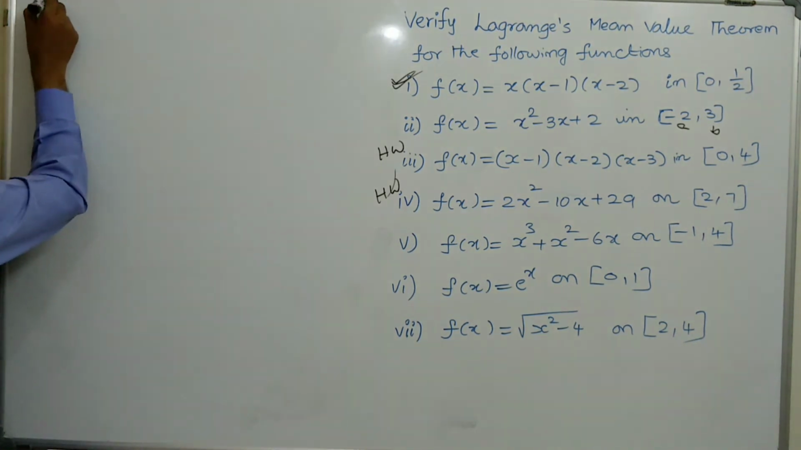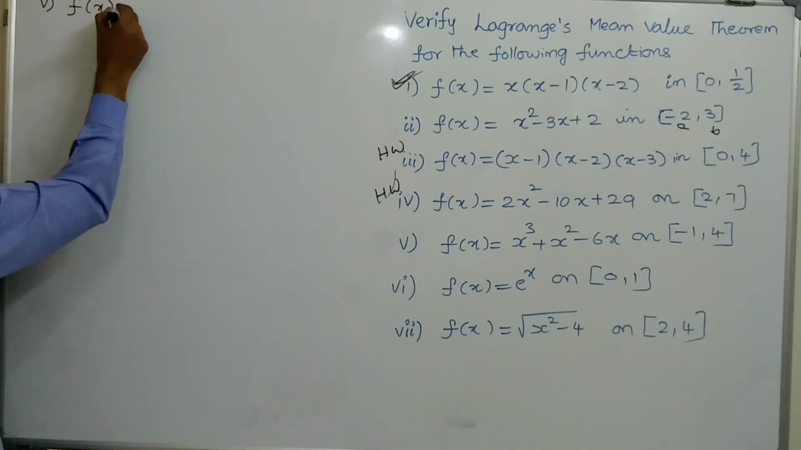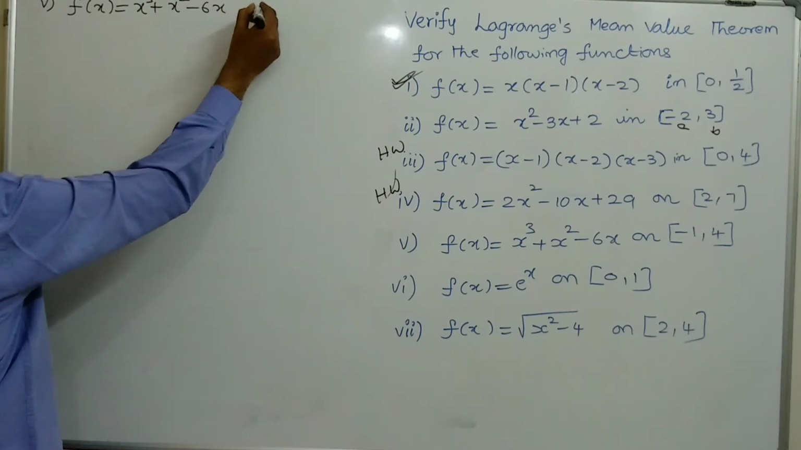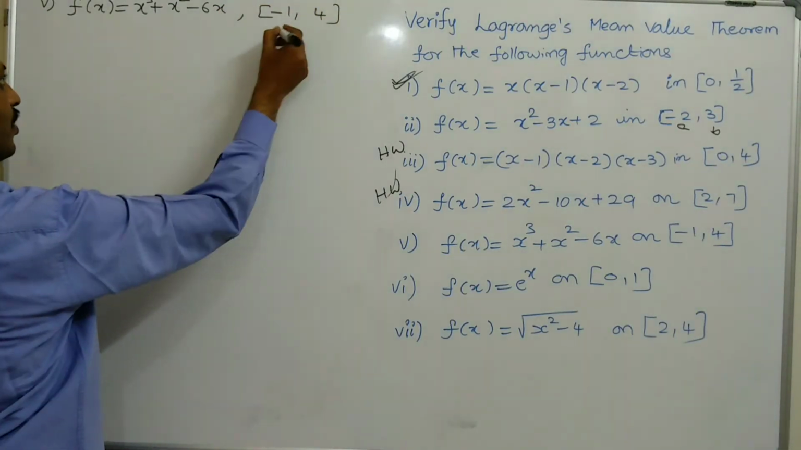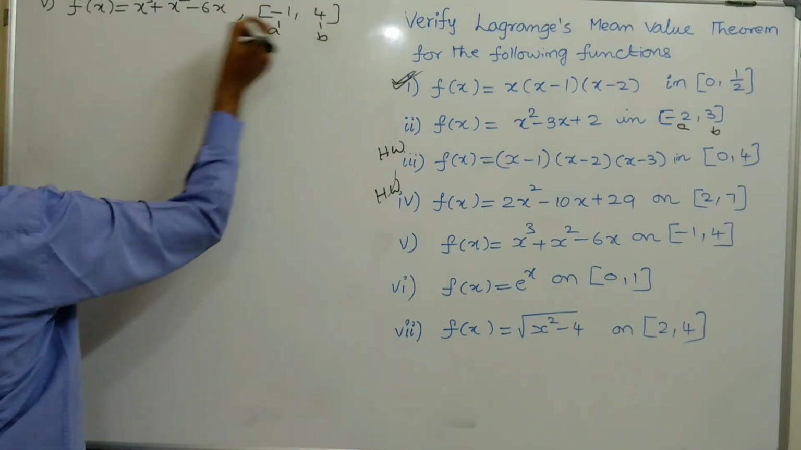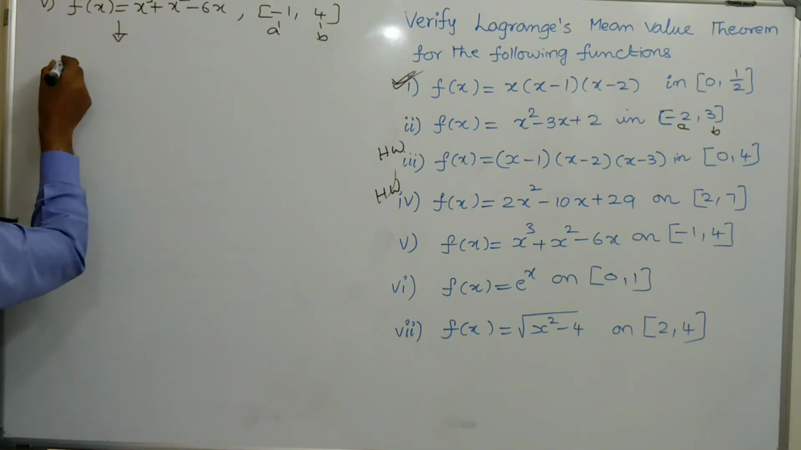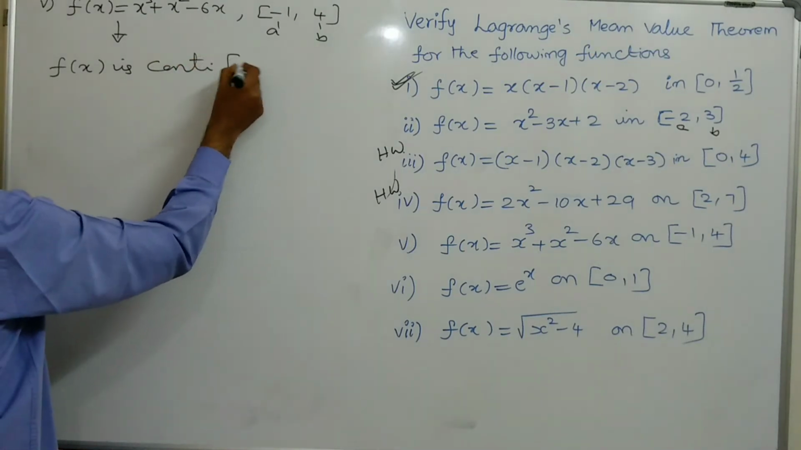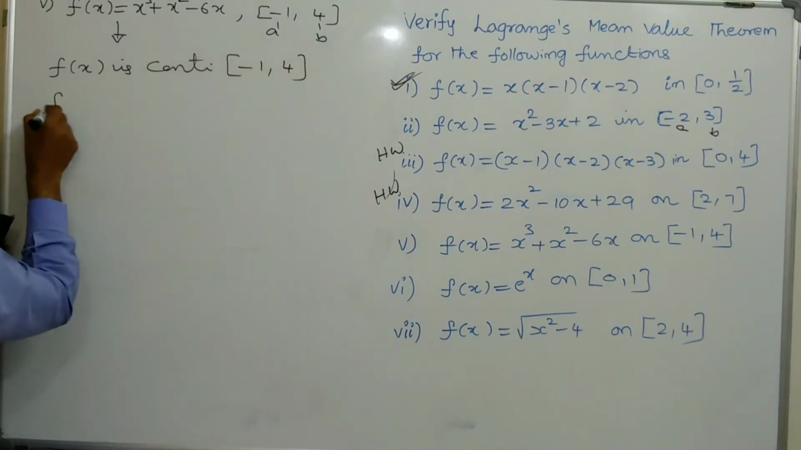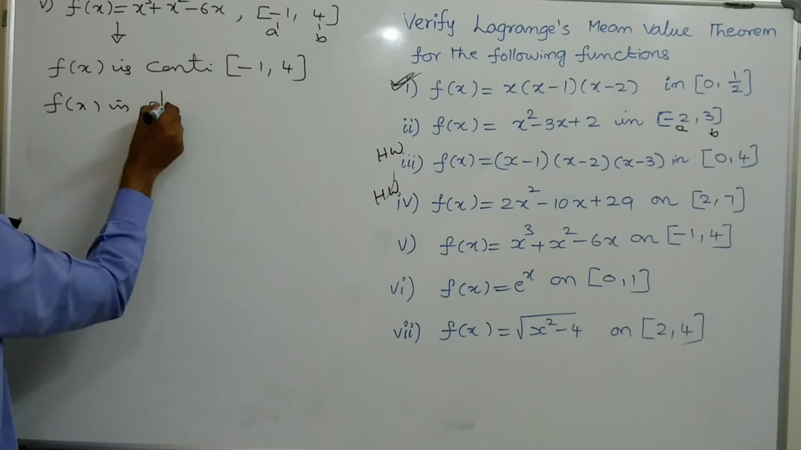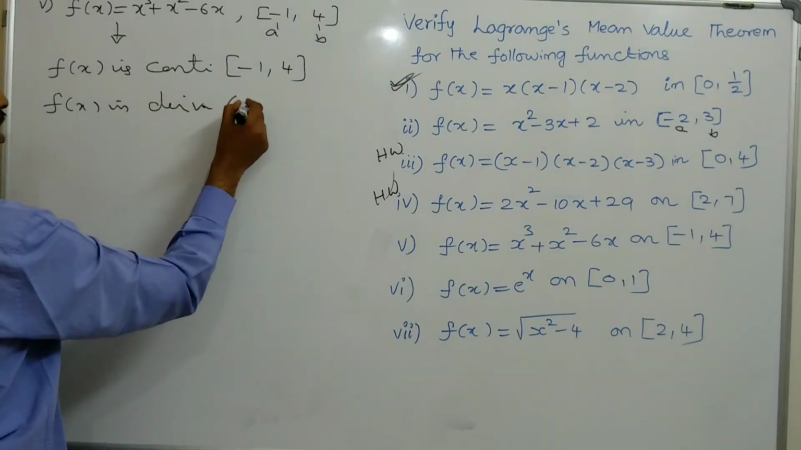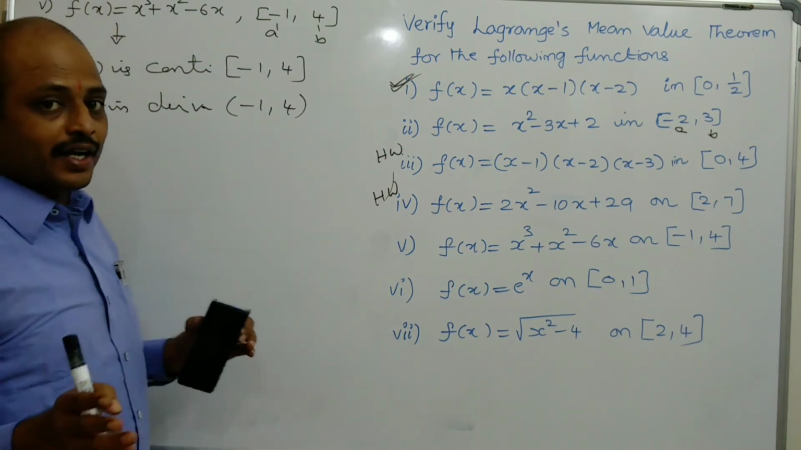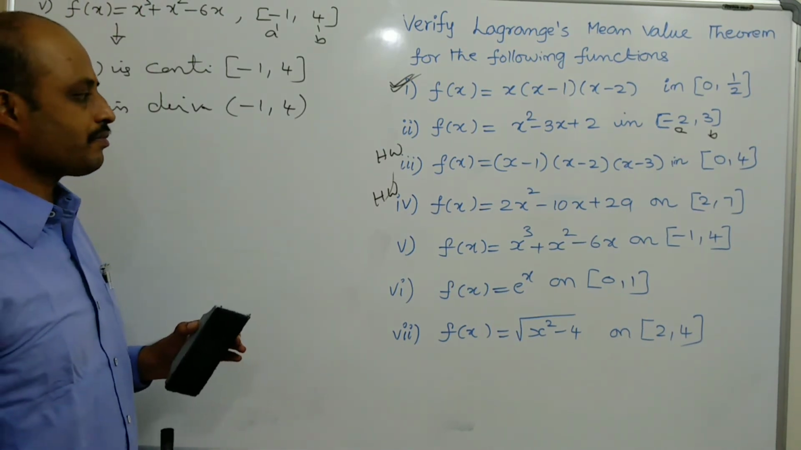Fifth problem. Problem number 5. F of x is equal to x cube plus x square minus 6x on the closed interval minus 1 comma 4. Here a is minus 1, this is b. Very clear, it is a polynomial. F of x is continuous on the closed interval minus 1 comma 4. F of x is derivable on the open interval minus 1 comma 4. F of x satisfies both the conditions of Lagrange's mean value theorem.